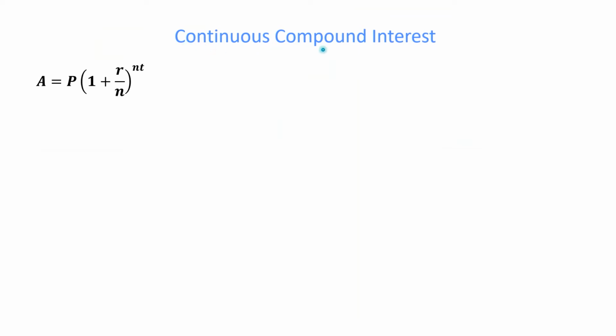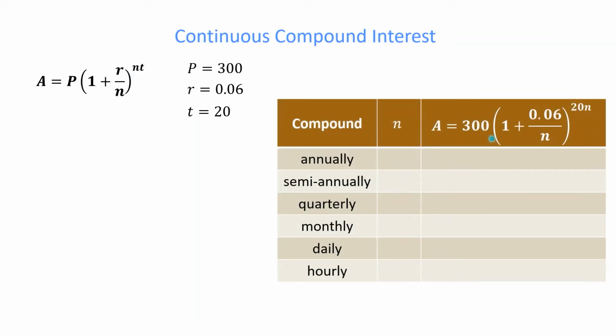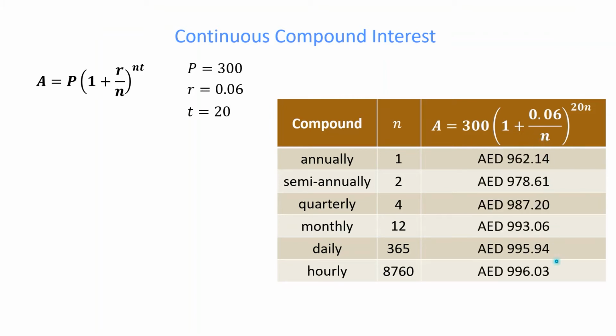So moving on to continuous compound interest. If you can recall the formula for compound interest, we'll be using these values of P, R and T from example 1 and we'll substitute them into this formula here to give us this part in this table. Now you'll notice we haven't substituted any values for n just yet. The purpose of this table is to see what happens as n increases. So if I substitute these values of n into this formula here, these are the values I get for the account balance. So notice that as n increases, the values of the account balance also increase.